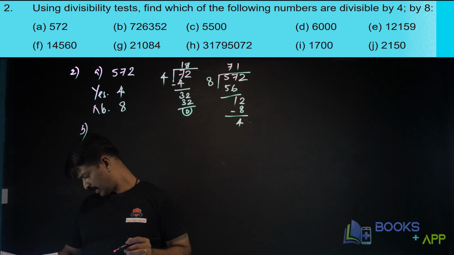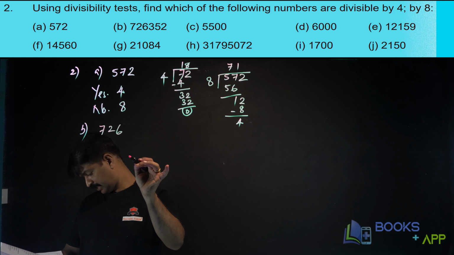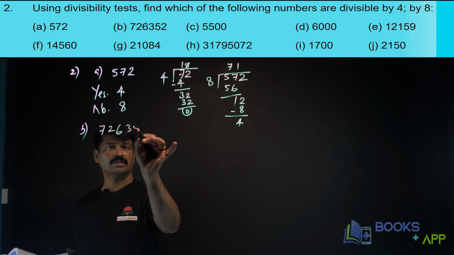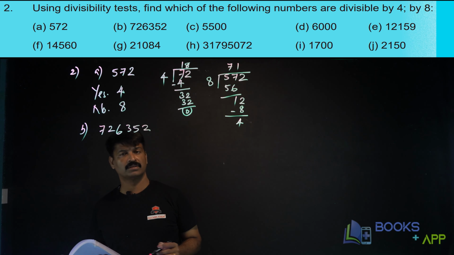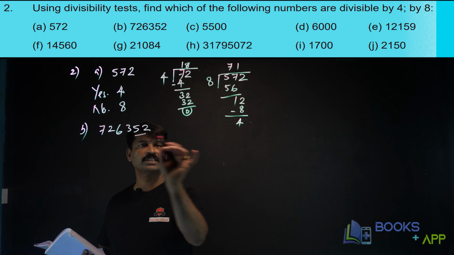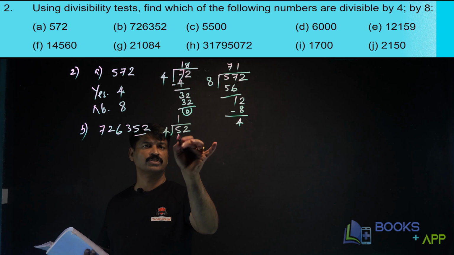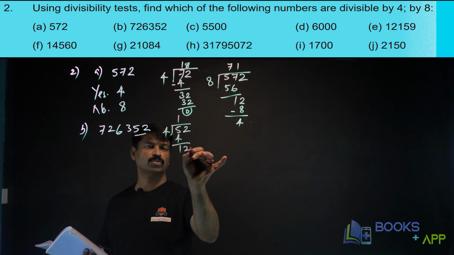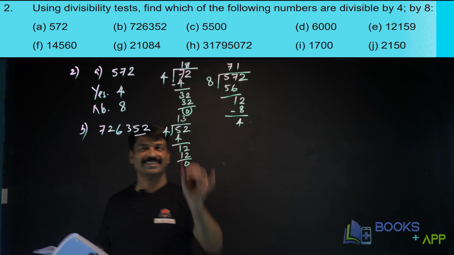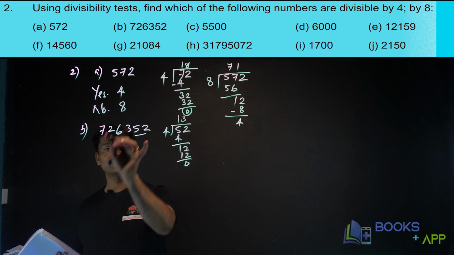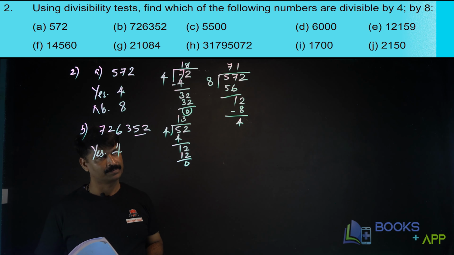Question number B. The number is 726352. Say large number. Okay, 352. You have to check whether it is divisible by 4. What is the method? Take the last two digits and divide by 4. Is it possible? Let us check. 1 4 is 4. 1, 2, 12. 3 4s are 12. 0. So, as 52 is divisible by 4, this number is divisible by 4. Yes, it is divisible by 4.